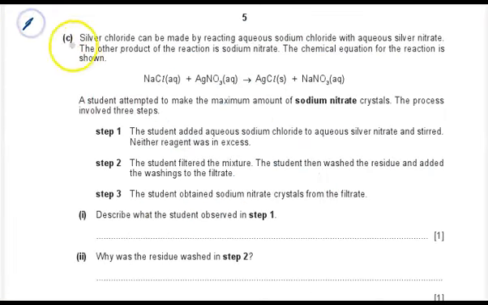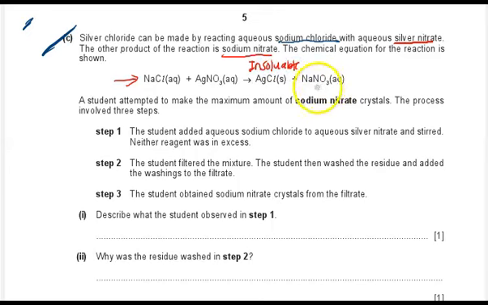Now for C, silver chloride can be made by reacting aqueous sodium chloride with aqueous silver nitrate, and this is the equation here. The other product of the reaction is sodium nitrate. So what we can understand here, this is not soluble, it is insoluble. However, all these nitrate salts are soluble. So silver chloride will form a precipitate.